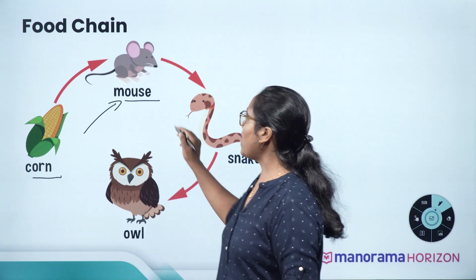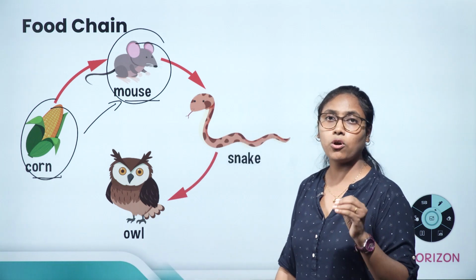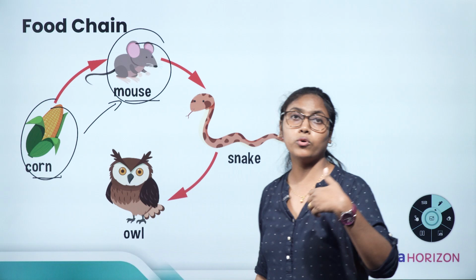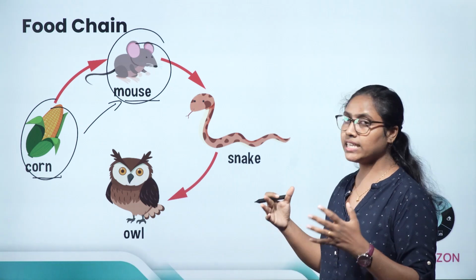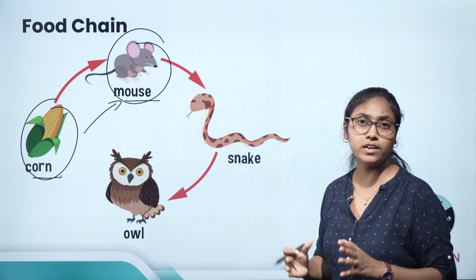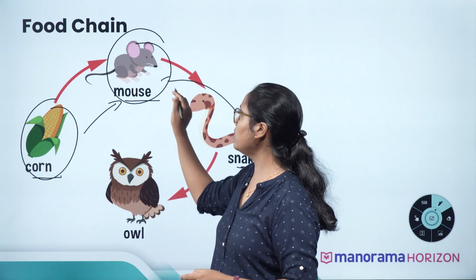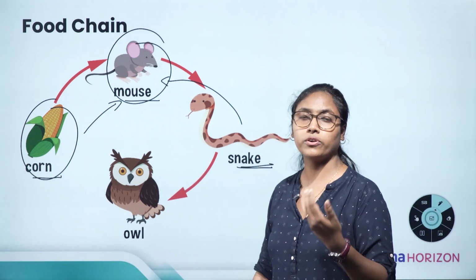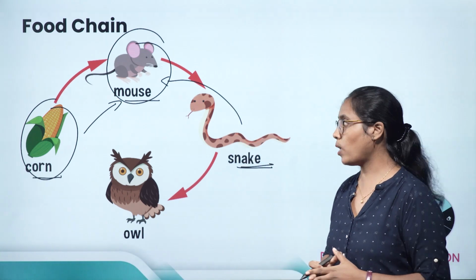Yes, because the mouse will not always prefer to eat corn, right? The mouse may roam here and there. It can go into a wheat field, a paddy field and consume wheat, paddy, any such things, whatever is available in the environment. Similarly, the snake will not always consume a mouse. The snake can consume a frog or a mouse or a rabbit, whatever is available in the immediate environment.